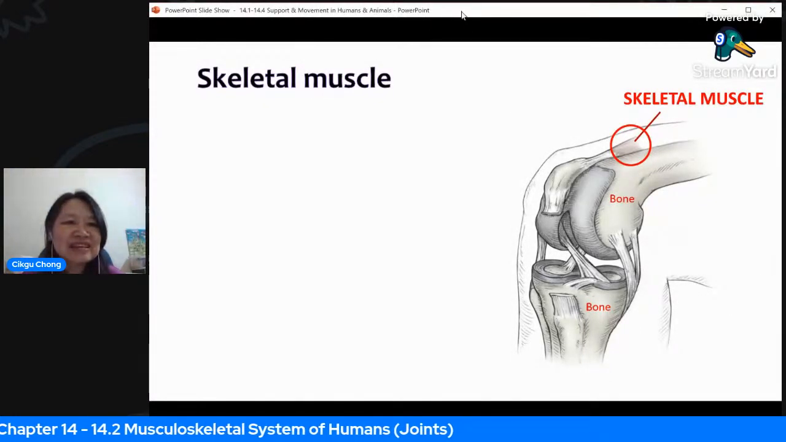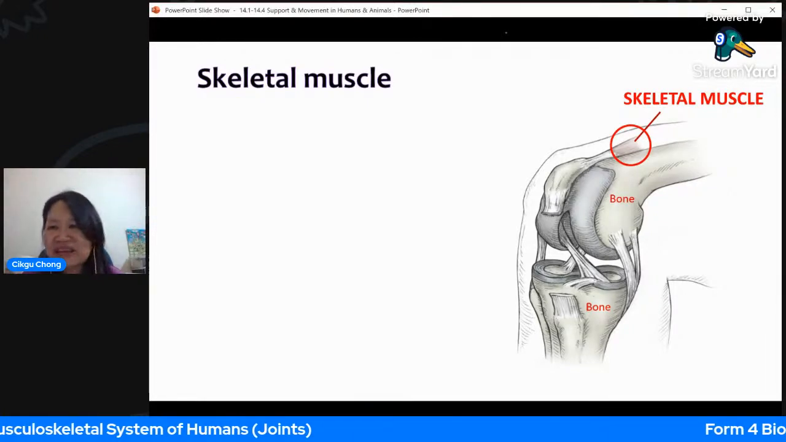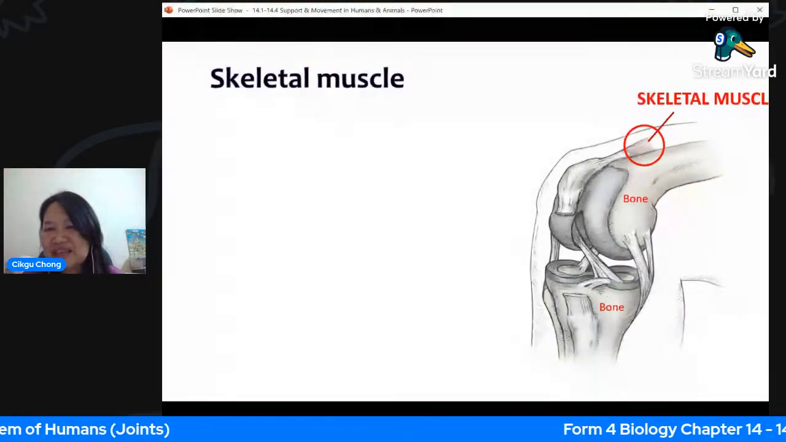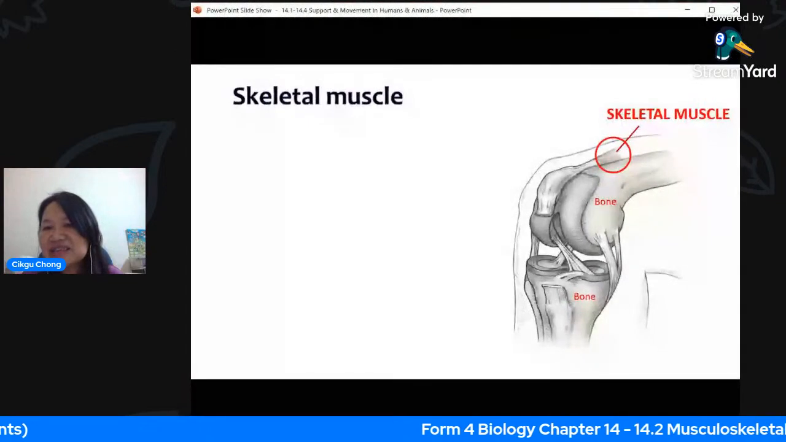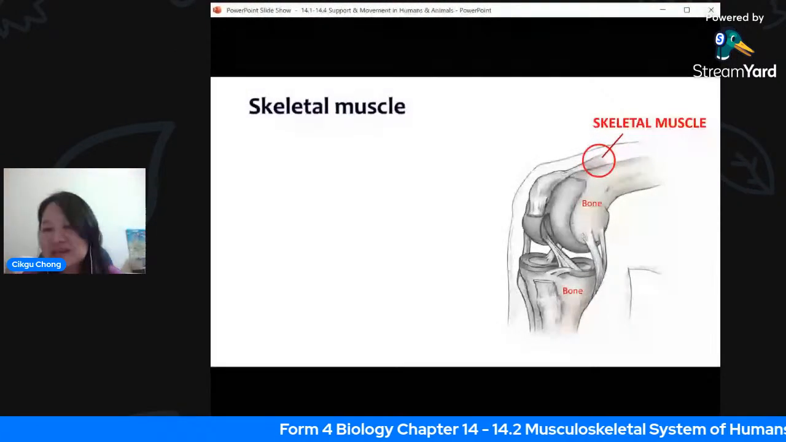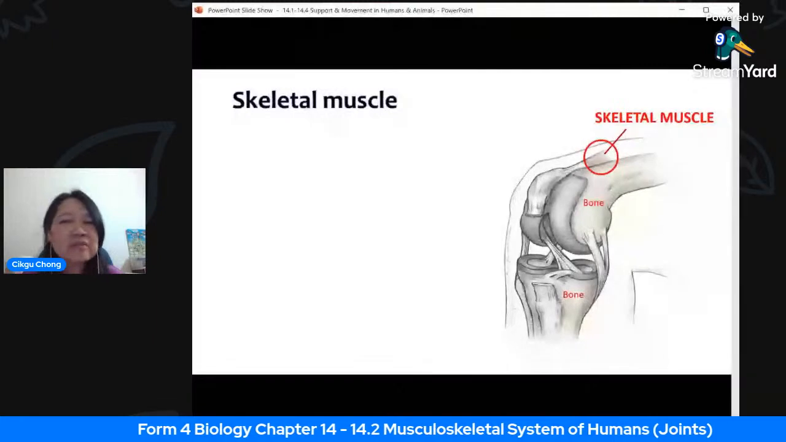All right, so what kind of a joint do you think this is? What does it look like to you? This is a joint at your... I don't see any response. Never mind, it's okay. I'll give you the answer.